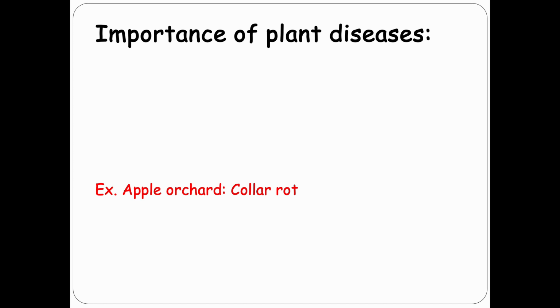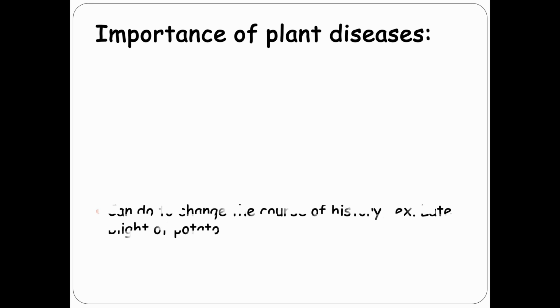growers have to incur a huge loss because for the last 4 to 5 years they have invested a lot of their money as well as time to grow the crop. But at that stage, if a particular disease creates a problem, then they will face a lot of losses. A particular plant disease can change the course of history. And the example of late blight of potato has already been discussed.